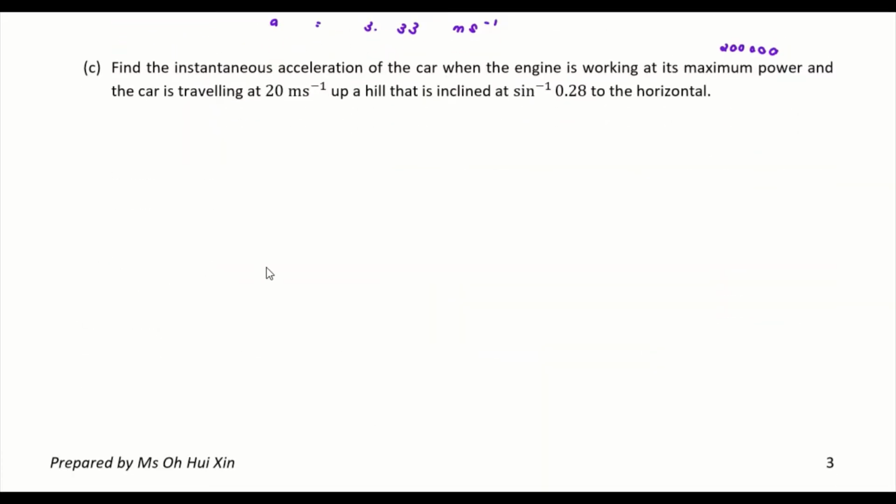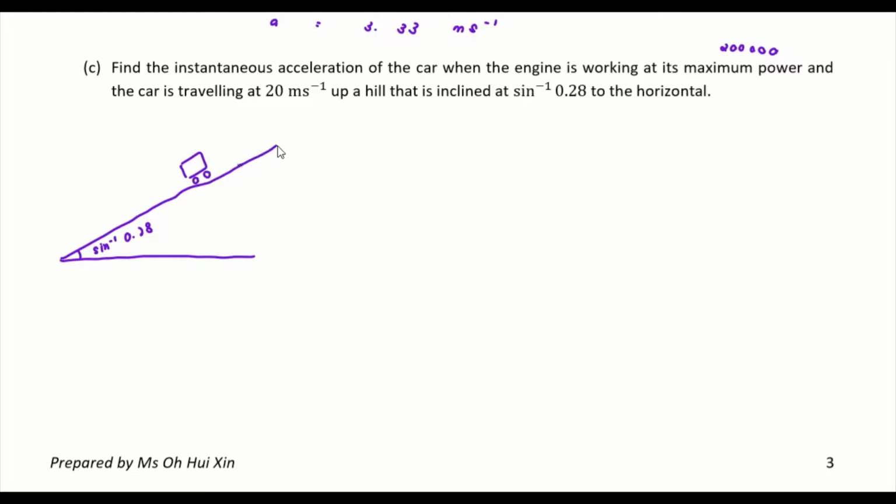In this case, it will be easier for us to draw the force diagram, because later when you try to find the net force, you might need the diagram. So this is the slanted one. You do not really need to know the angle itself. You can press the calculator to get the value, but at the end, when you take sine of this value, it's just going to give you back 0.28. So this angle is sin⁻¹ 0.28. Then we have the car.